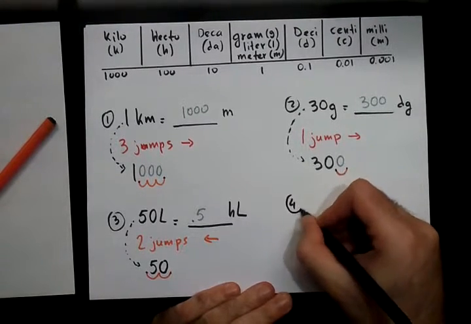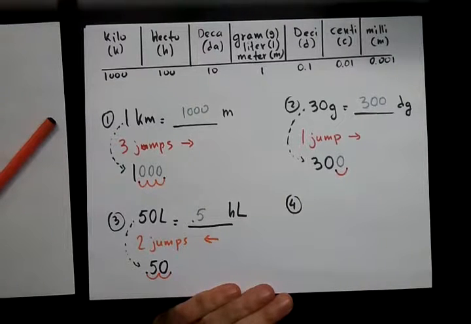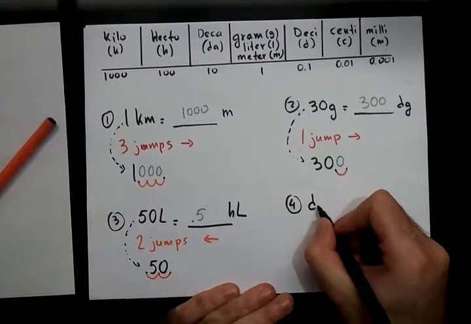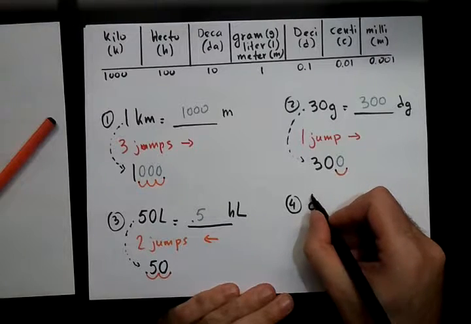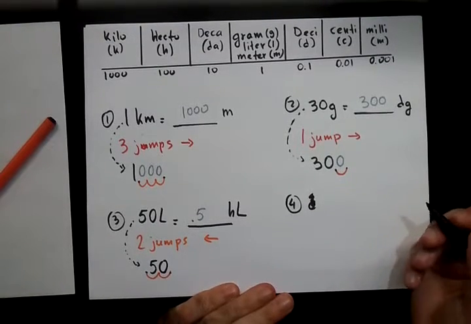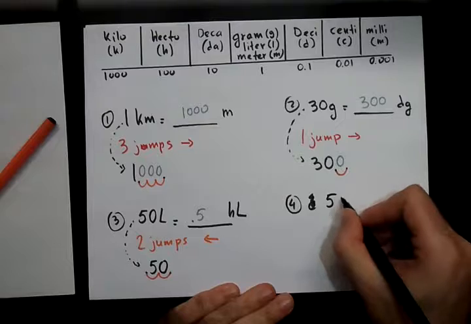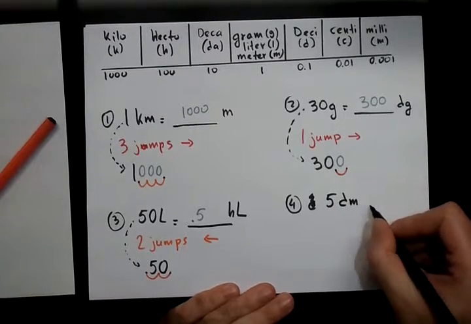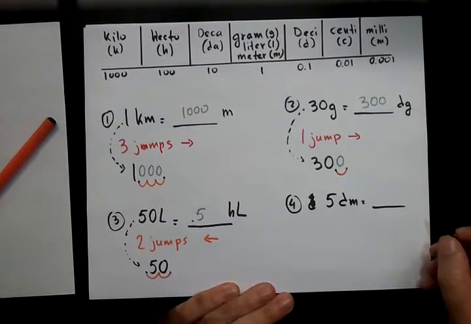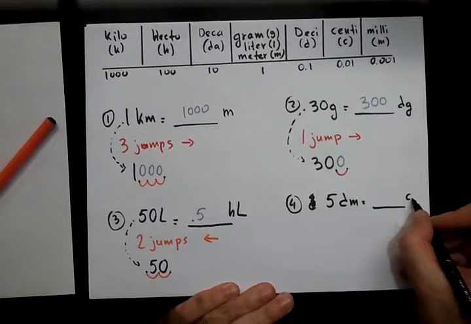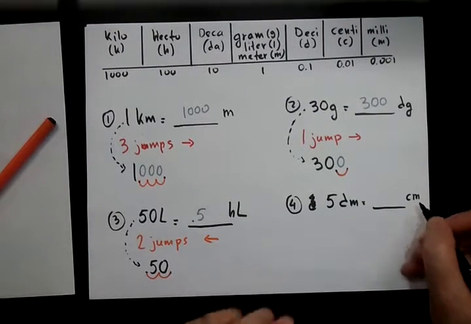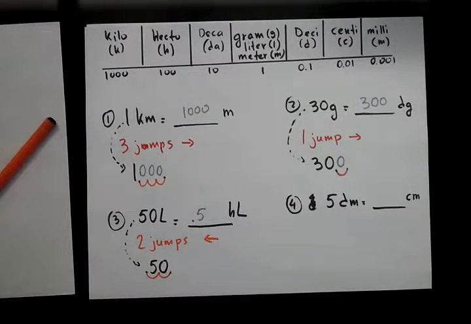Let's do one more here where we don't start from the base unit. We're going to start with a prefix and we're going to end with a prefix. So let's say I want to start with a decameter. And I should have a number first. Well, let's say I'm starting with 5 decameters and I'm heading towards a centimeter. I want to know how many centimeters is 5 decameters.